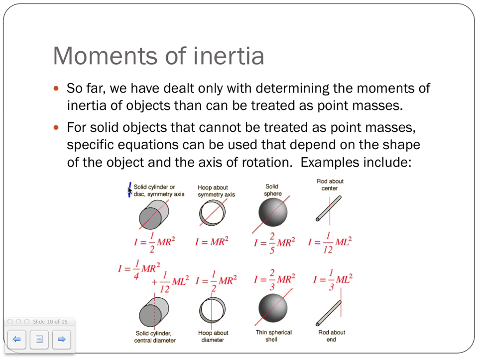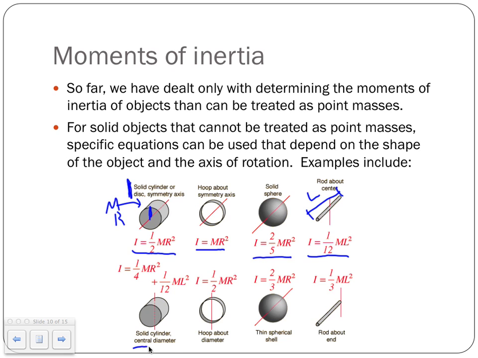So for example, we have right here a solid cylinder or disk where it's being rotated about its symmetric axis. In that case, the moment of inertia of the object is I equals 1/2 mr squared, where m is the mass of our object, and r is the radius of the object right there. Similarly, if we had a hoop rotating about the symmetric axis, it's mr squared. If it's a solid sphere, it's 2/5 mr squared. If it's a rod rotated about center, it's 1/12 ml squared, where L is the length of the rod that's being rotated. In this case, m is still the mass here.